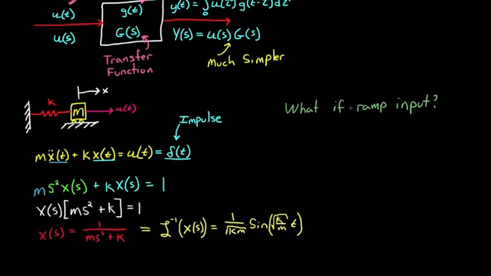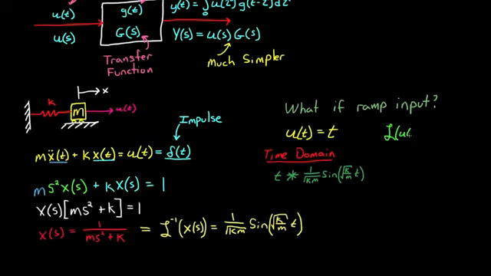But what if the input wasn't an impulse but a ramp function, u of t equals t? How would you go about solving what the response is to this input? Well, if you were in the time domain, you would do this through convolution. Or you would say you would convolve t with that sinusoid below. And this is a pretty difficult integration to do.